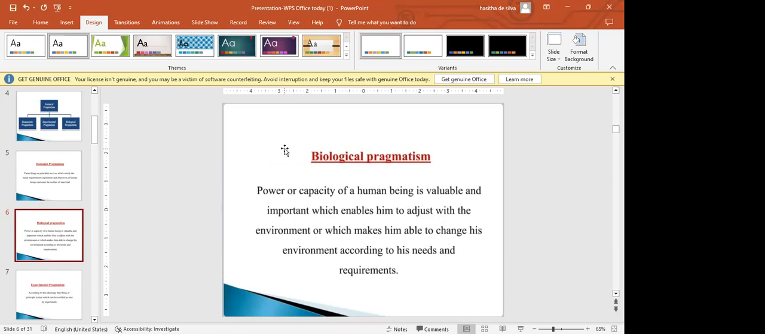It acknowledges the importance of biology in shaping human behavior and cognition, while also emphasizing the practical application and consequence of biological knowledge. By combining these perspectives, biological pragmatism aims to contribute to development of effective and beneficial interventions and policies that enhance human well-being and address social challenges.